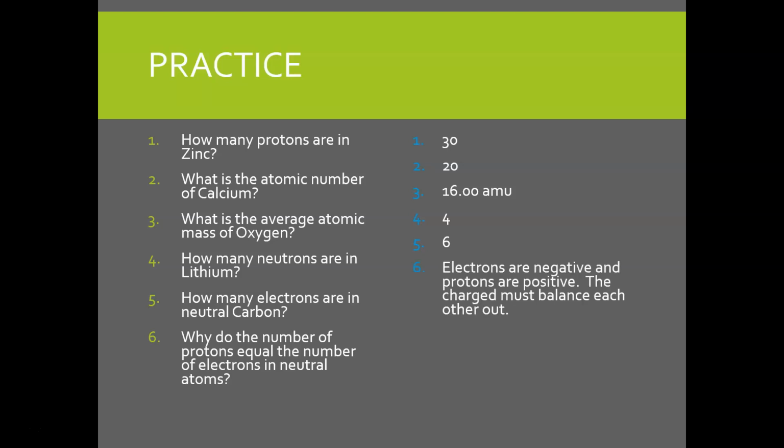Now, number 6 asks you, why do the number of protons equal the number of electrons in a neutral atom? So electrons are negative and protons are positive. And the charges must be balanced out in order for it to be neutral. So you have to have the same number of negatives as positives if you want to have an overall neutral charge.